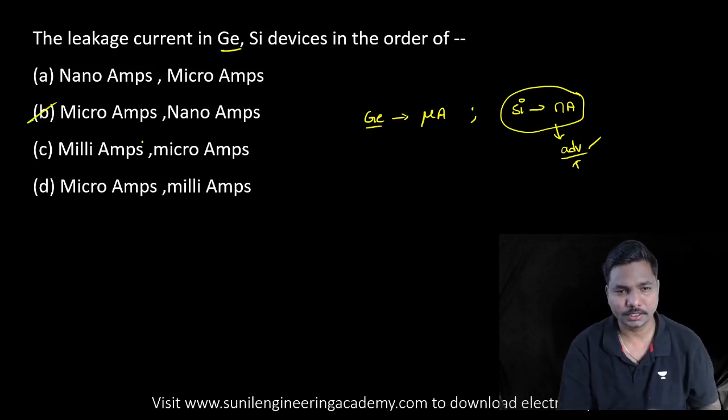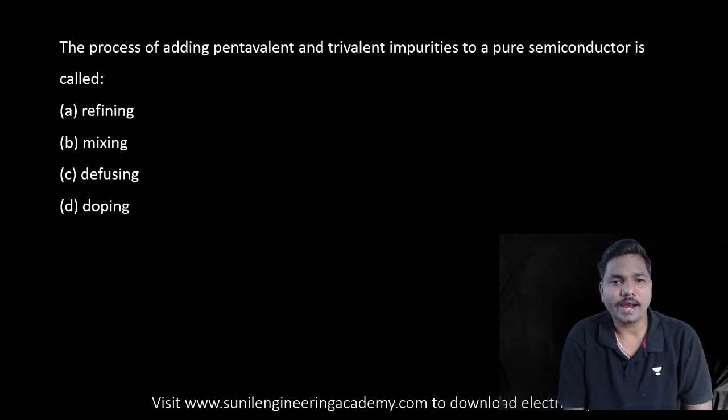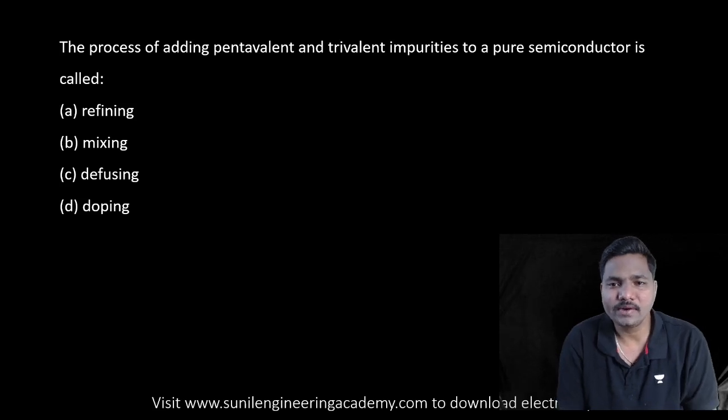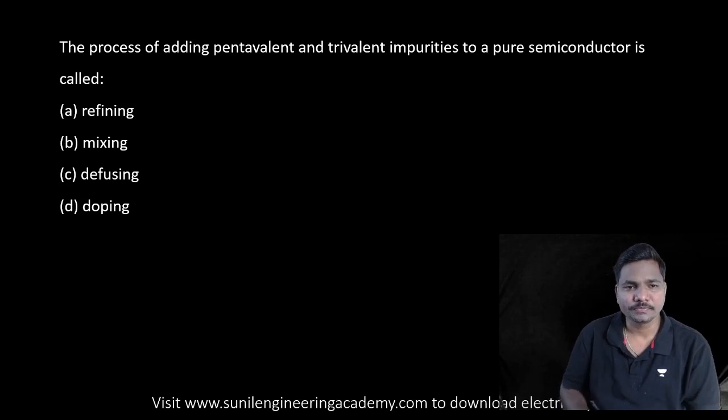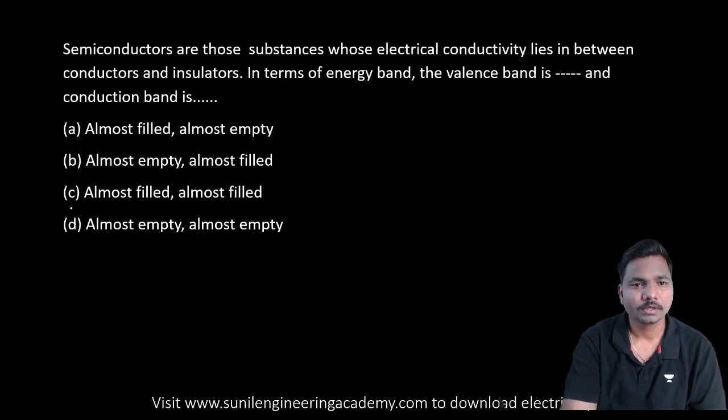Okay, coming to the next question, guys. A very easy question. The process of adding pentavalent and trivalent impurities to a pure semiconductor is called dash. The process of adding pentavalent or trivalent impurities is nothing but doping. In electronic terminology, we call it doping.